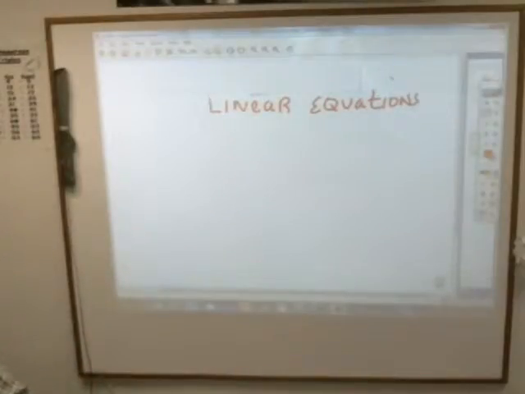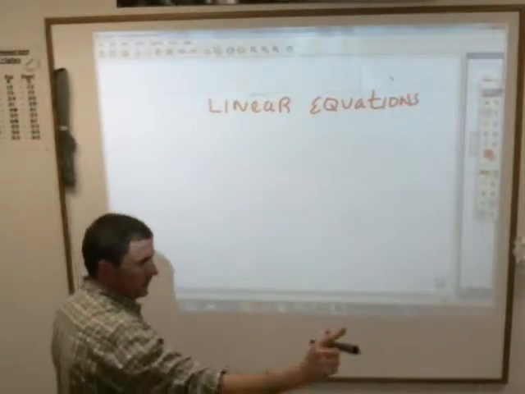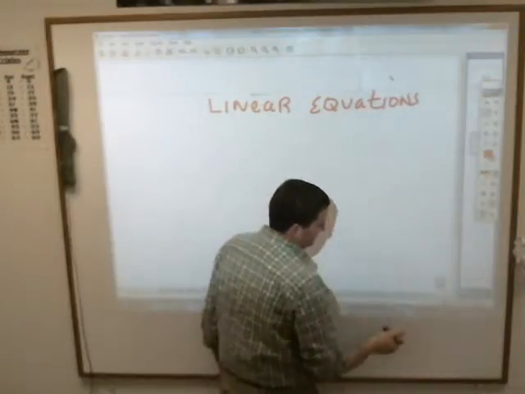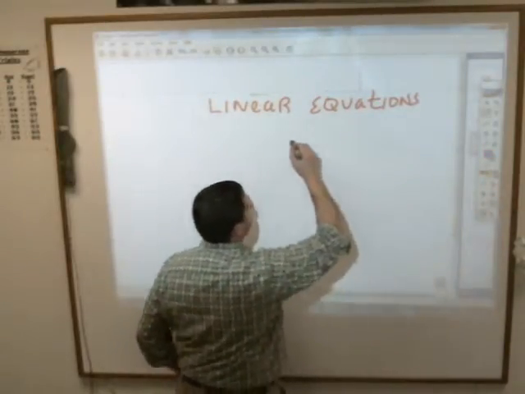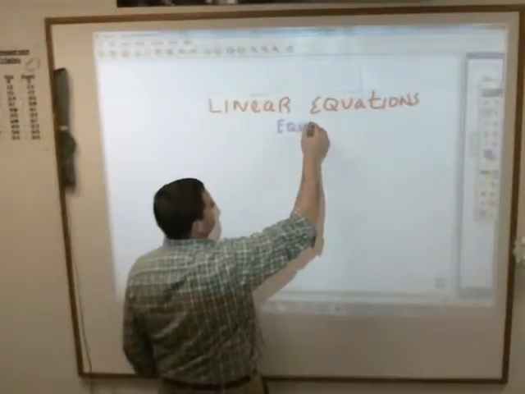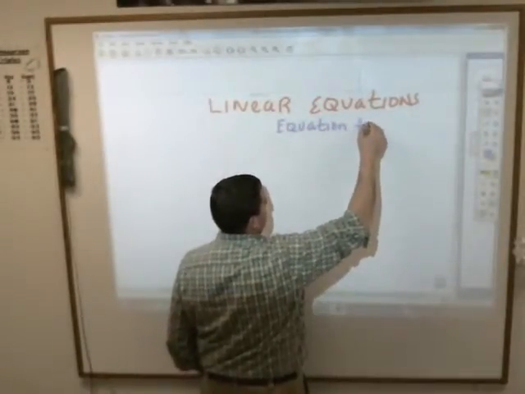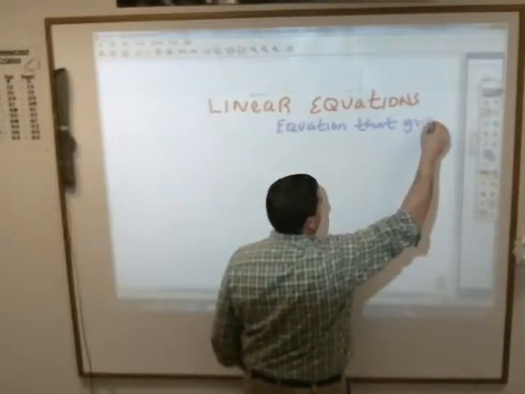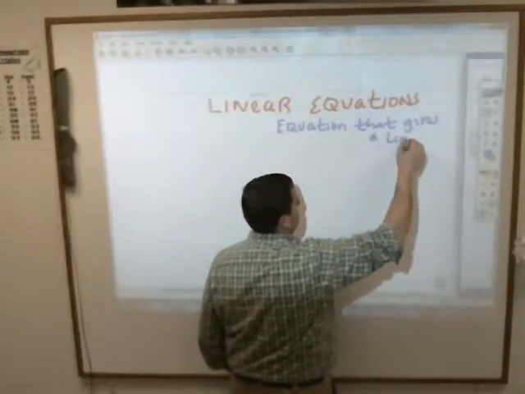The first thing let's understand is what exactly is a linear equation. If you break apart the two words, linear and equation, that pretty much gives you the clue. What is a linear equation then, Sage? An equation that gives you a line. Yes, that makes sense. And the reason it gives you a line is for pretty much this reason.